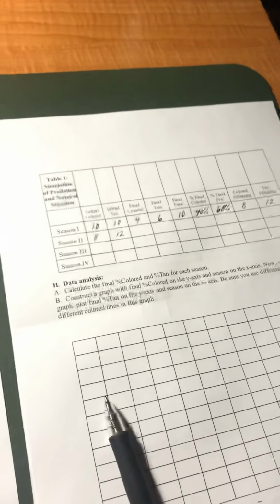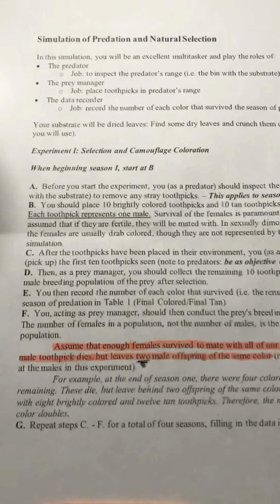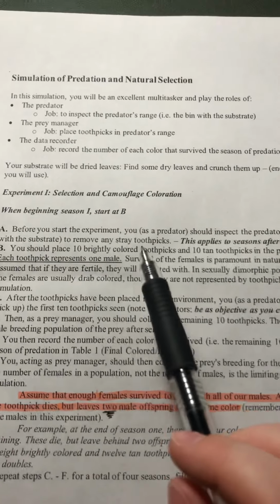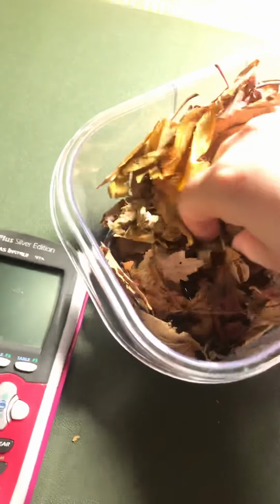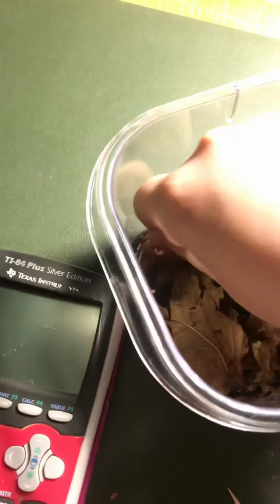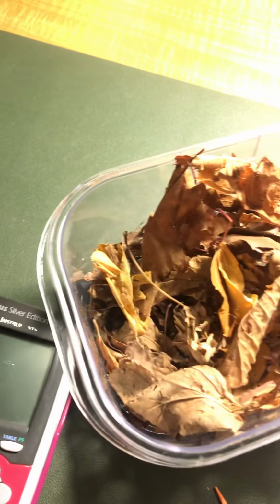Now I'm going to go through 2 seasons so you understand what I'm doing. When you move on to the next season, you have to go back to A and make sure you remove any stray toothpicks. This needs to happen before you continue your seasons. Make sure whatever you didn't get is removed, because we are starting with a different number. You want to make sure you're starting with the correct amount that you calculated. I'm going to put this down and remove the remaining toothpicks.